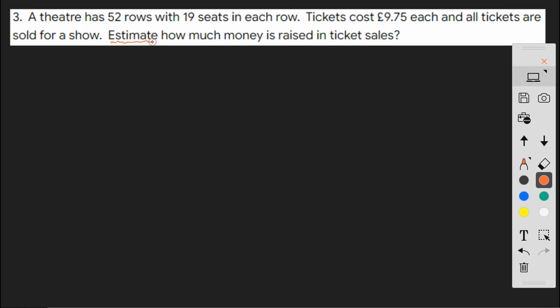Okay, question 3. So we're asked to estimate, and if we're asked to estimate, that should be shouting out to you that we were meant to be rounding, and we were meant to round in the question. Don't wait until the answer. Okay, so don't work this out exactly and then do some rounding at the end. In order to estimate, we're going to round in the question. So this is if we're trying to do it quickly.